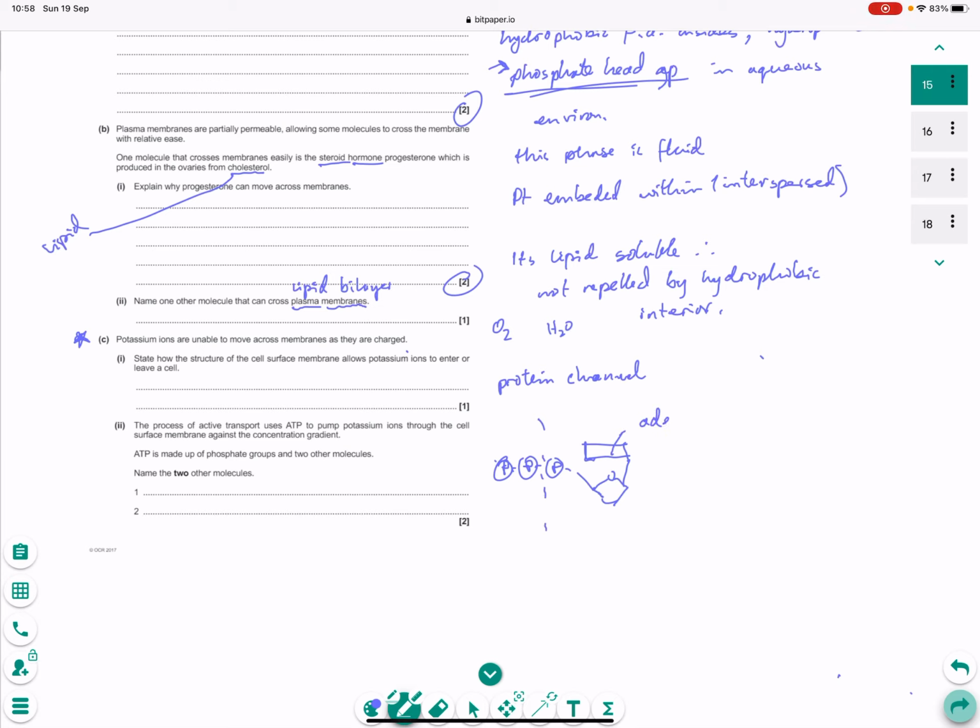And so you got the base similar. It's the same as you get in DNA and RNA. So it's adenine. And this is ribose. So, yeah, it's the same as you would get in RNA, but not DNA, this bit here.